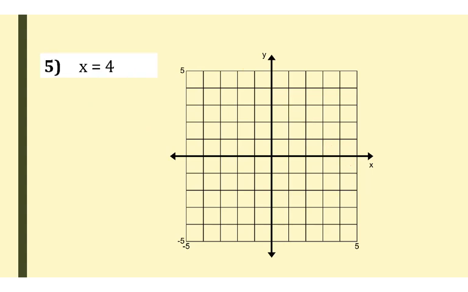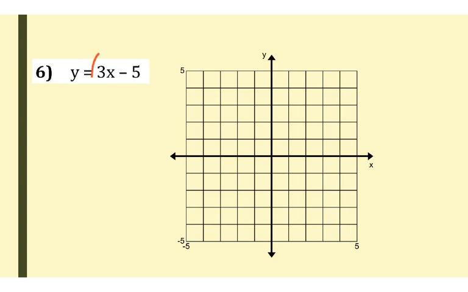Okay, number 5, x equals 4. So again, if we only have one variable, it's going to go through the x-axis at 4. So it's going to be going like this. Okay, so that's our vertical line. That's the one that has the slope that's undefined. But that's what that equation is going to look like on a graph.